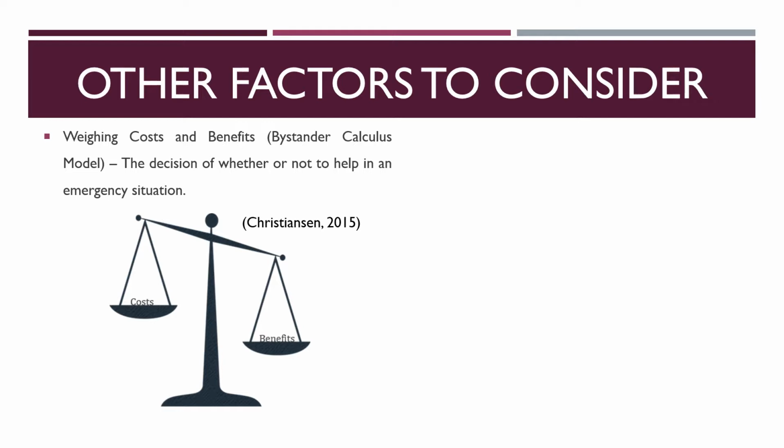Poliavan et al. 1981 suggests that the bystander calculus model is a series of important physiological and cognitive processes which calculate whether or not someone will help in an emergency situation. Poilievre and colleagues 1981 suggest that this model consists of three calculations before a response takes place.